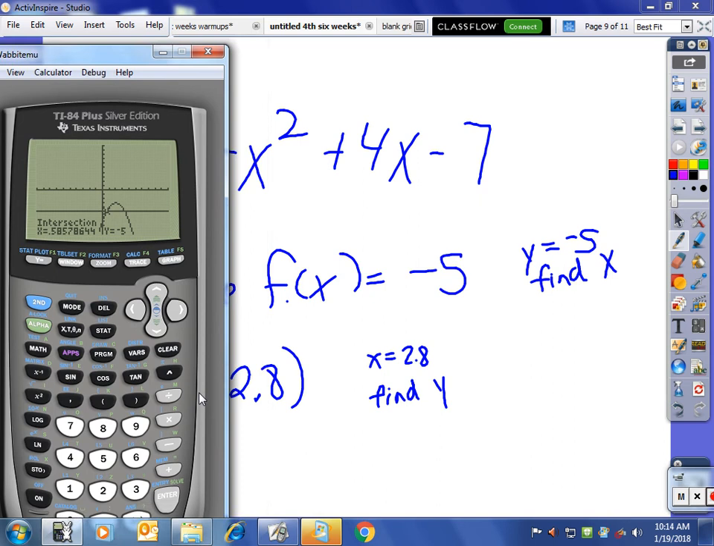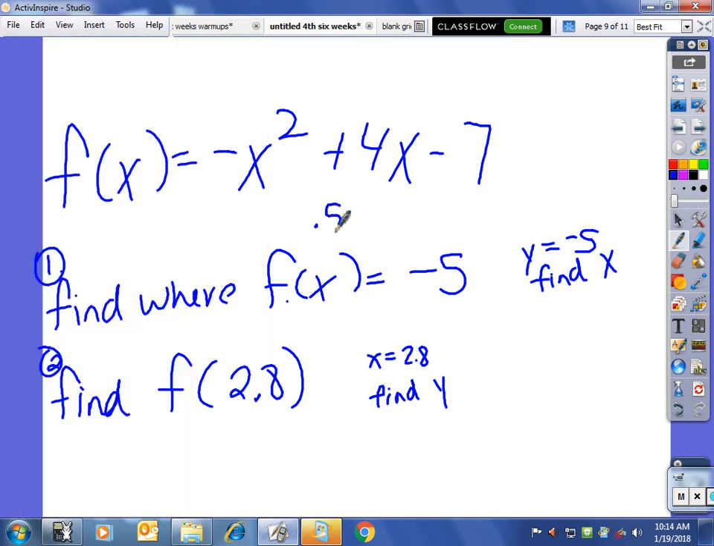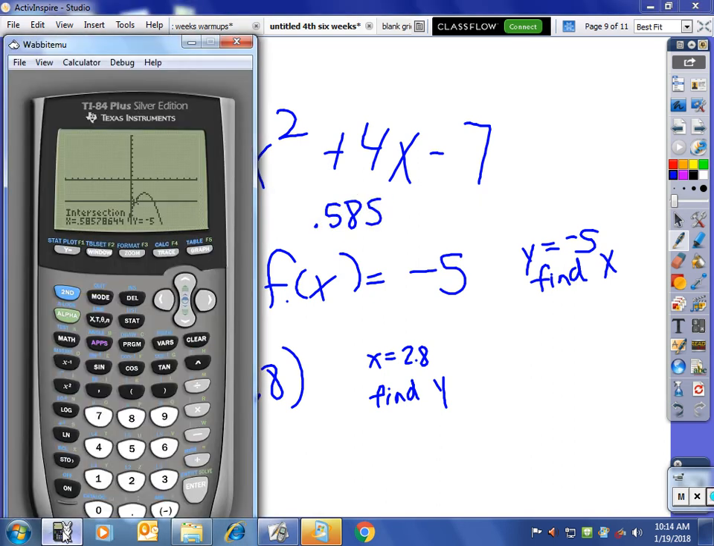5.85. Oh, I'm sorry, 0.585. 0.585 is one place where this function equals negative 5. It's not the only place. It also happens over here. So I got to hit trace, get over to the other side, and do second function, calculate, intersection, first curve, second curve, guess. The other time it equals negative 5 is 3.414-ish.